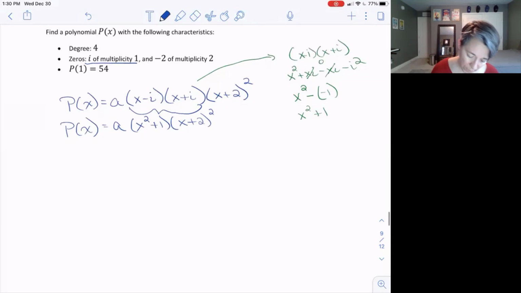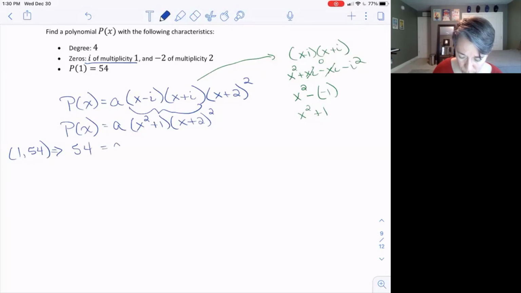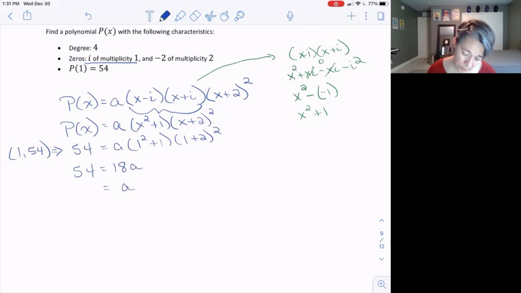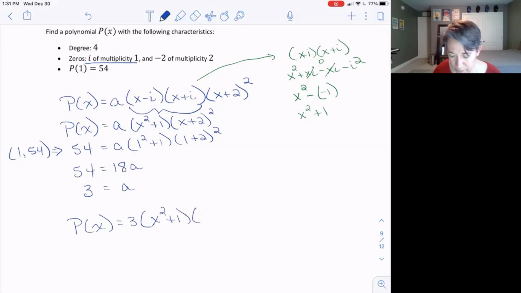Now we can use the point that they gave us, input of 1, output of 54, to find our a value. So we plug in 54 equals a times 1 squared plus 1 times 1 plus 2 quantity squared. That gives us a 2 times 9, which is 18a. Divide both sides by 18, and we get an a value of 3. So if we put all of that together, our polynomial P of x would equal 3 times x squared plus 1 times x plus 2 quantity squared.